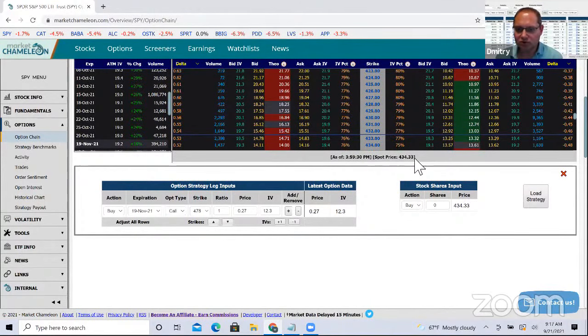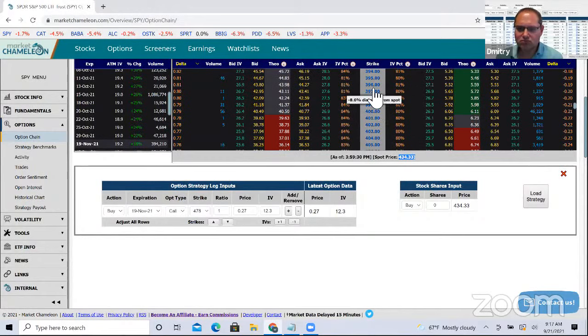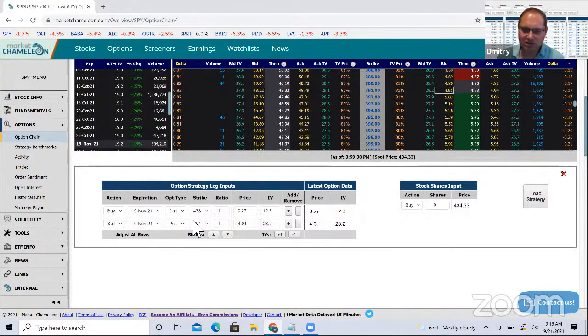Okay, so now I'm going down in strikes. So we closed around 430, 433. Let's go 10% out of the money. So here's 10%, approximately 391. So that put, 391, is 491, right? So I'm just going to put them side by side. So we see here, here's the cost of the 10% out of the money call. Here's the cost of the 10% out of the money put.